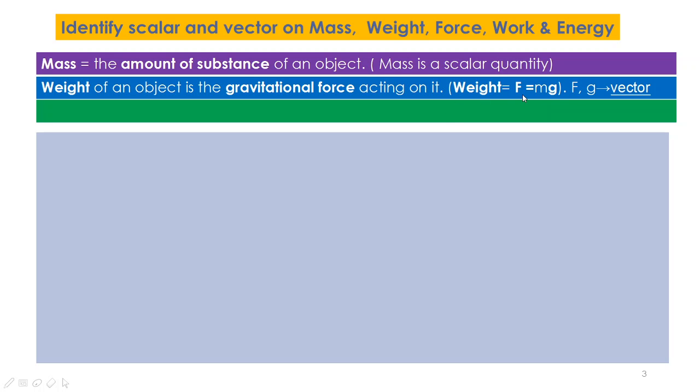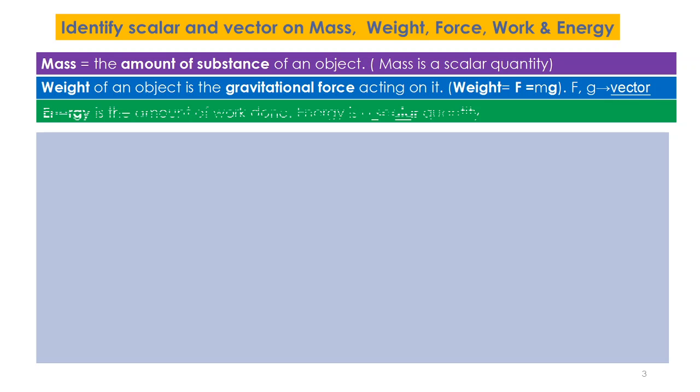Also, we look at the equation. Weight is another form of force, equal to mass times gravity. g stands for gravity. F is equal to m times g. m is a scalar, g is a vector. A scalar times a vector will give you a vector, and F is a vector.